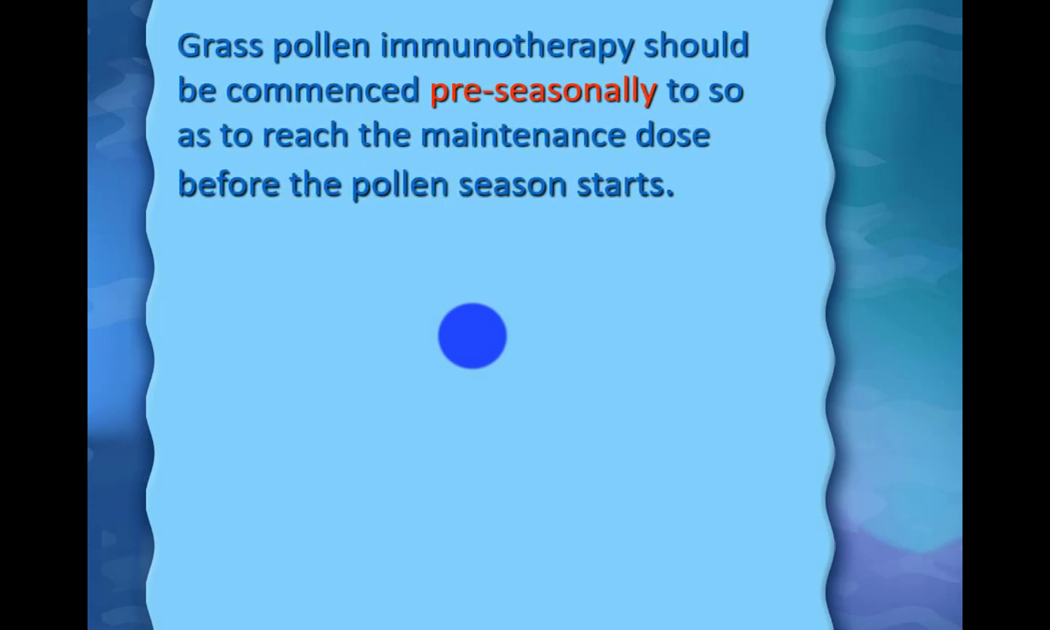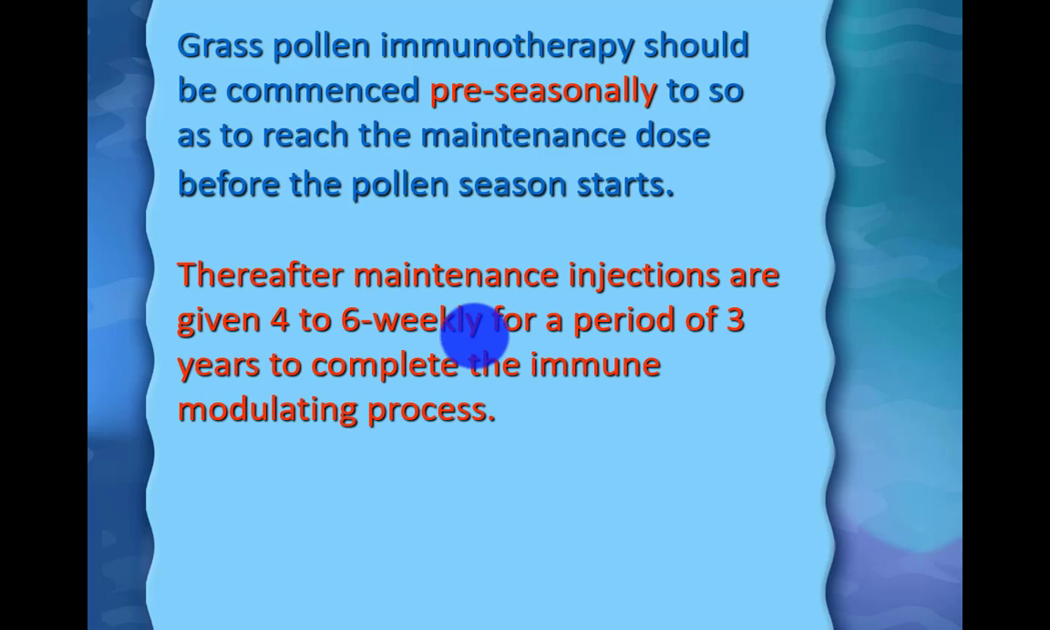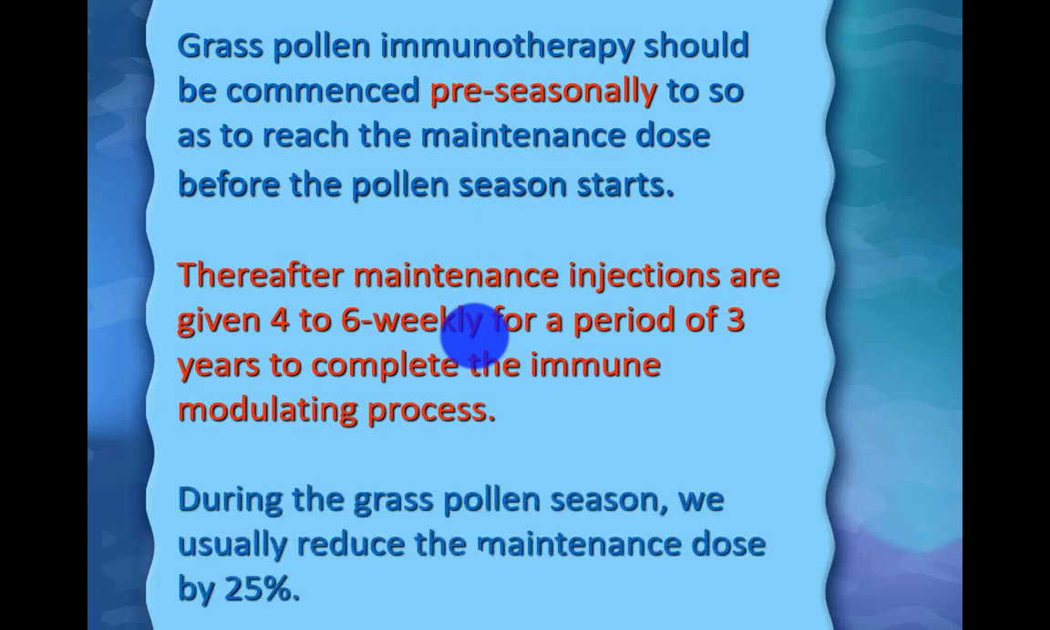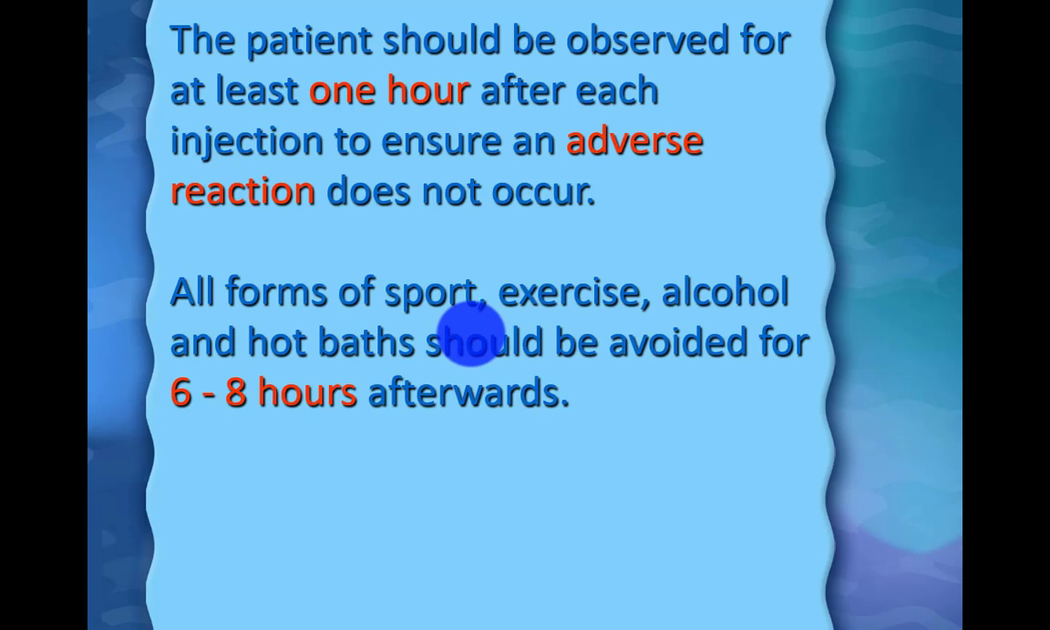Cross-pollen immunotherapy should be commenced preseasonally so as to reach the maintenance dose before the pollen season starts. Thereafter, maintenance injections are given every 4 to 6 weeks for a period of 3 years to complete the immune modulating process. During the grass pollen season, we usually reduce the maintenance dose by 25%. The patient should be observed for at least 1 hour after each injection to ensure an adverse reaction doesn't occur.